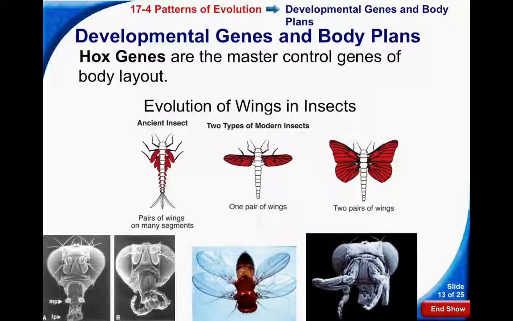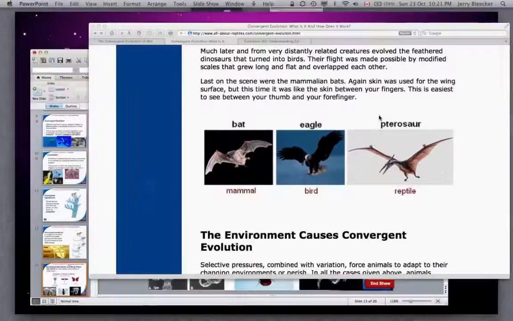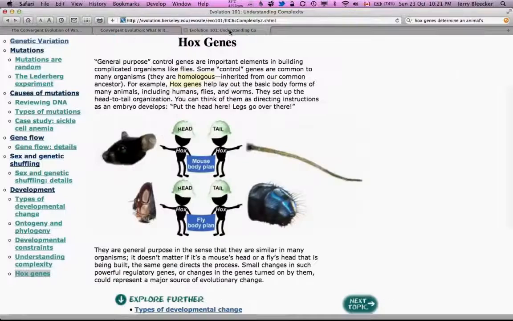I thought this was interesting. The makers of your textbook threw this one in. There's this little matter of things called Hox genes. Well, Hox genes are something that we all have as animals. When we first start to develop, well, let me show you. Hox genes, here it is, are like general purpose control genes.